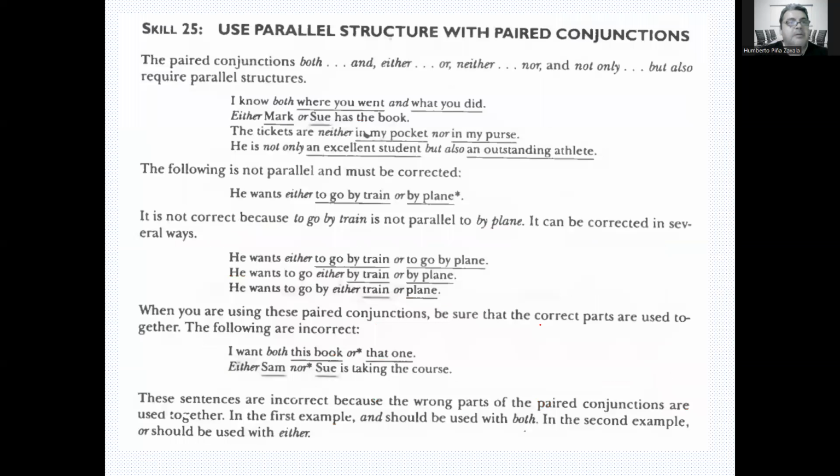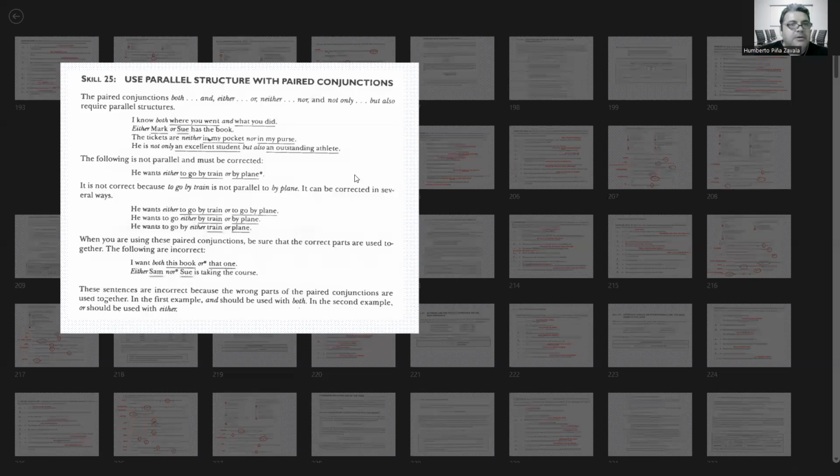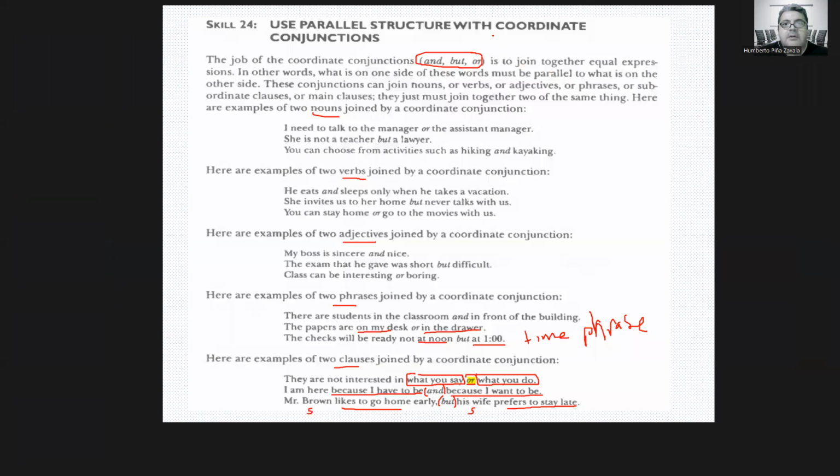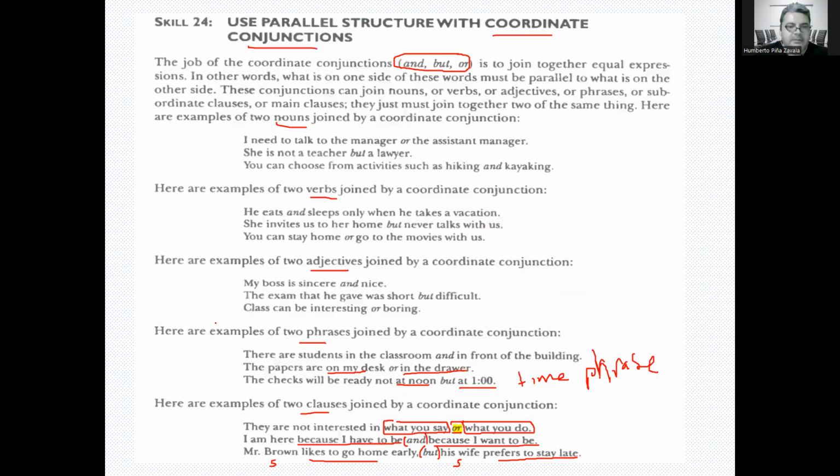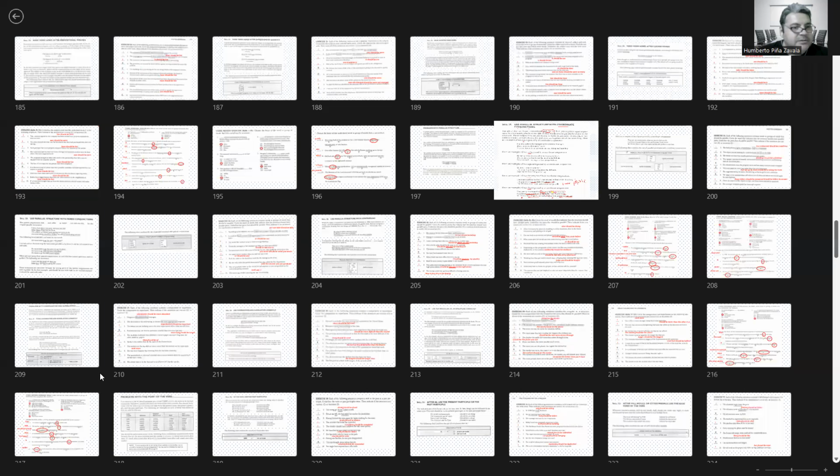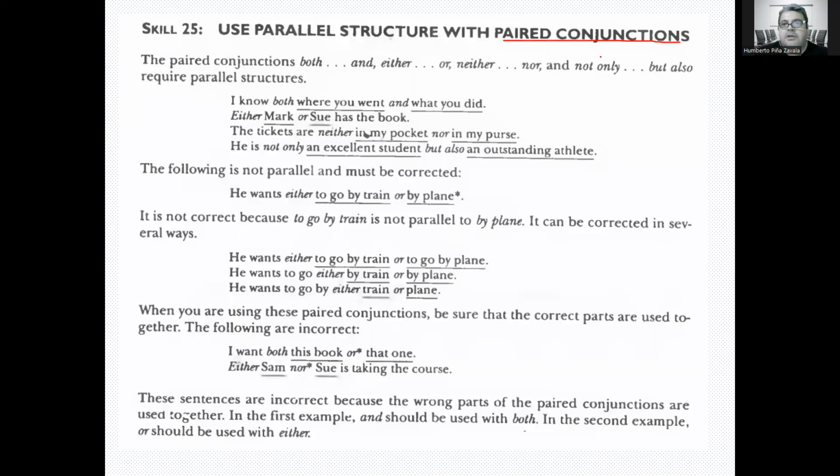Okay, moving on. We use parallel structure with pair conjunctions. We just saw coordinate conjunctions here, and, or, but, and now we're going to see pair conjunctions. Pair conjunctions, they always go in pairs. Okay, it says I know both where you went and what you did. So both and. Either Mark or Sue has the book. Either or. They always, they don't mix around. They're very faithful, very loyal. So you see both, it's going to be both and. Either or.